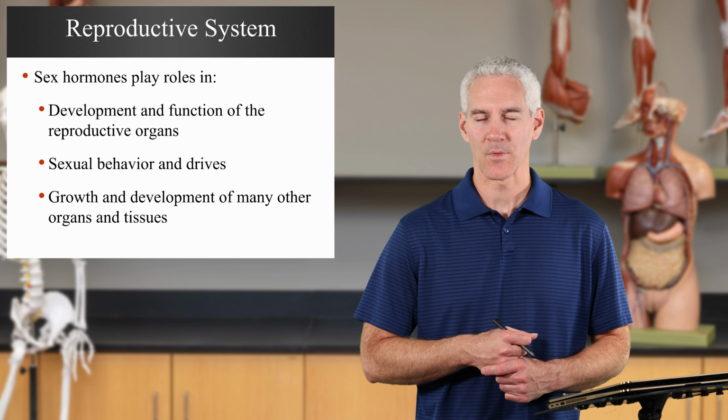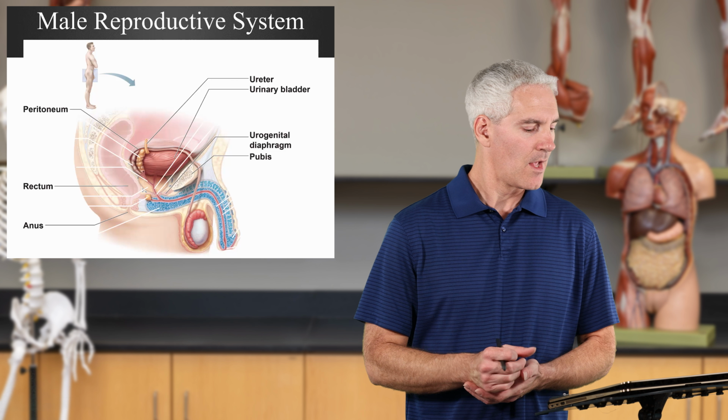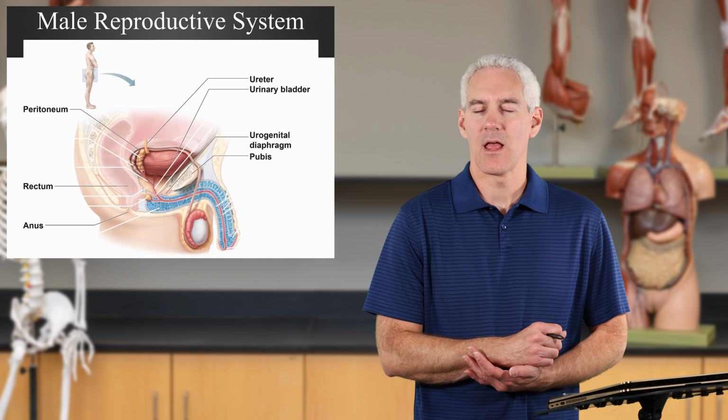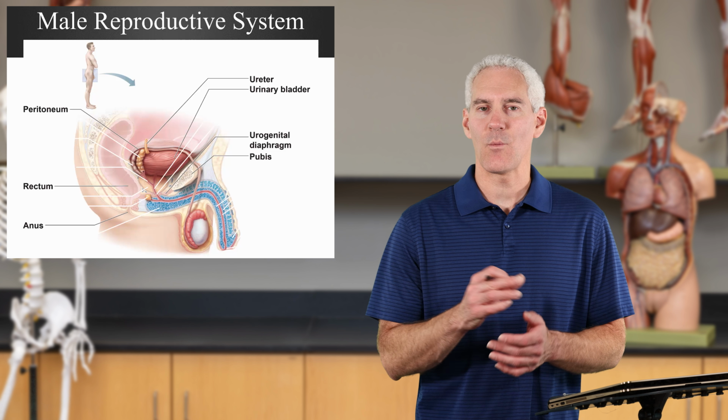So let's start with the male system and go through the anatomy to start with. Now, what's already labeled up here, you're seeing anus, rectum, peritoneum. We talked about that back in the digestive system. You're seeing ureter, urinary bladder. That was back in the urinary system we dealt with already. You're seeing pubis. That was back in AP1, back in the skeletal system. So everything that's already labeled, we've already pretty much gone through in previous units, in previous chapters.